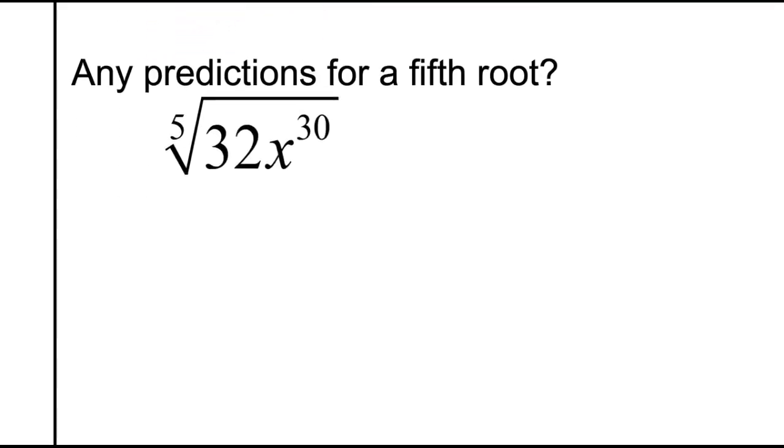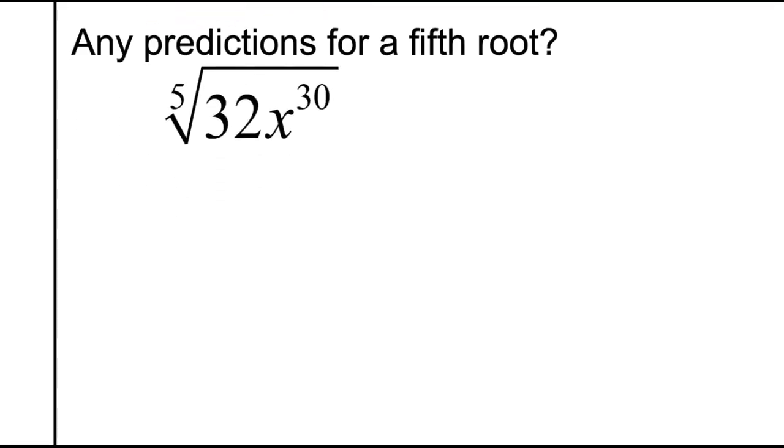Next question. Any predictions for a 5th root? I think this is going to be 2. 2 times 2 times 2 times 2 times 2 is, wow, 32. Good. And x to the 30th, is that a perfect fifth root? Yeah, x to the 6th, I believe. So if I take 2x to the 6th to the 5th power, am I going to get 32x to the 30th?